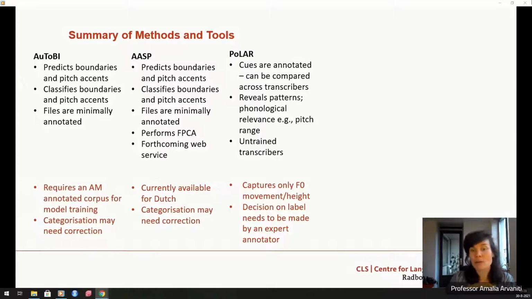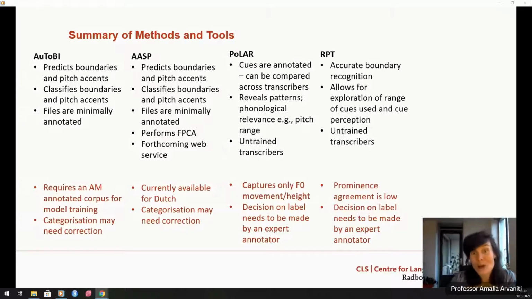It does only capture F0 movement and height, and so decisions on the label need to be made by an expert annotator. So while locations for possible pitch accents are marked, an expert annotator may need to come in to be able to label these using the relevant analysis system. This framework, the Polar system, can be used for languages other than English, of course, but once again, you would have to develop your analysis if you want to associate phonological labels with the relevant portions of the contour.